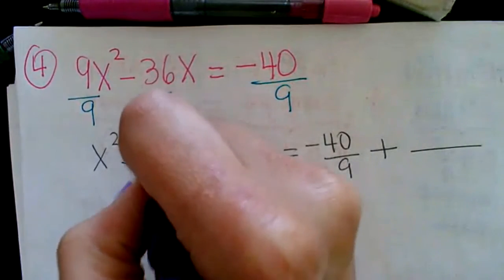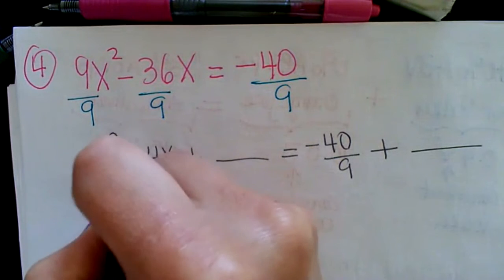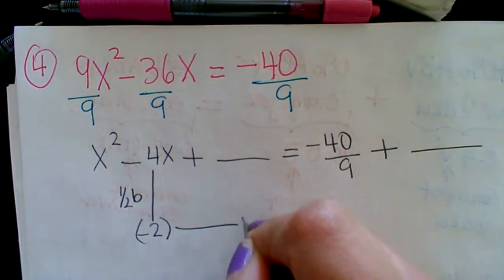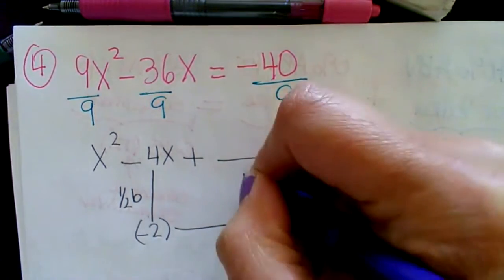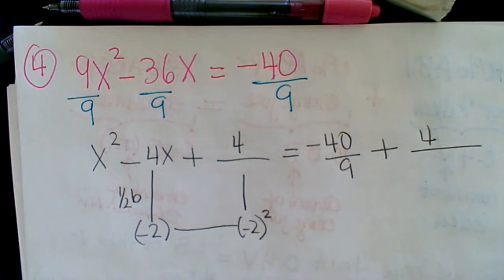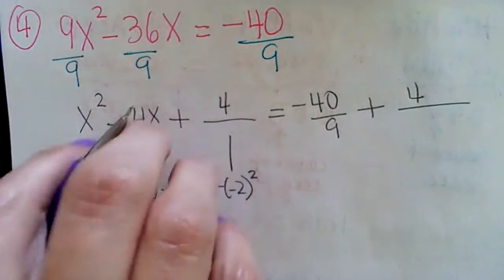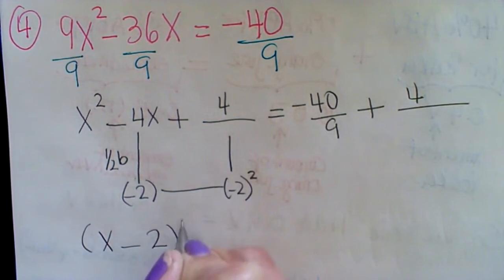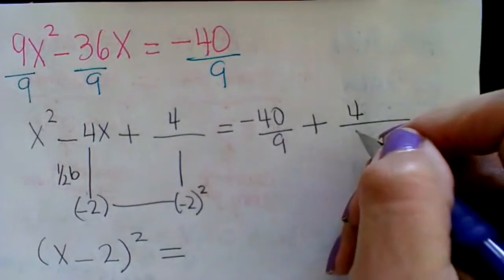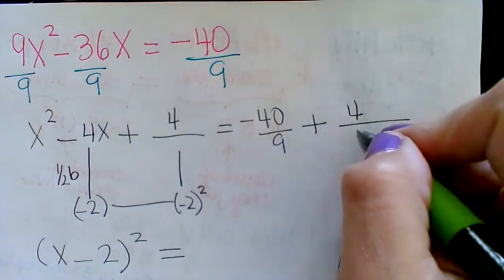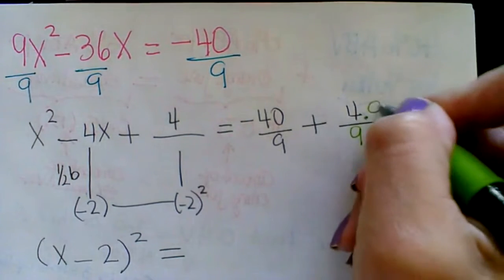Now, let's do it. What is the half of b? Negative 4 divided by 2 is negative 2. If I square the negative 2, I get 4. I add 4 here. I need to add it on this side. Now, how is this going to look like a perfect square? It is x minus 2 squared. What do we do here? We got to have a 9 there, right? So we got to multiply this by 9.